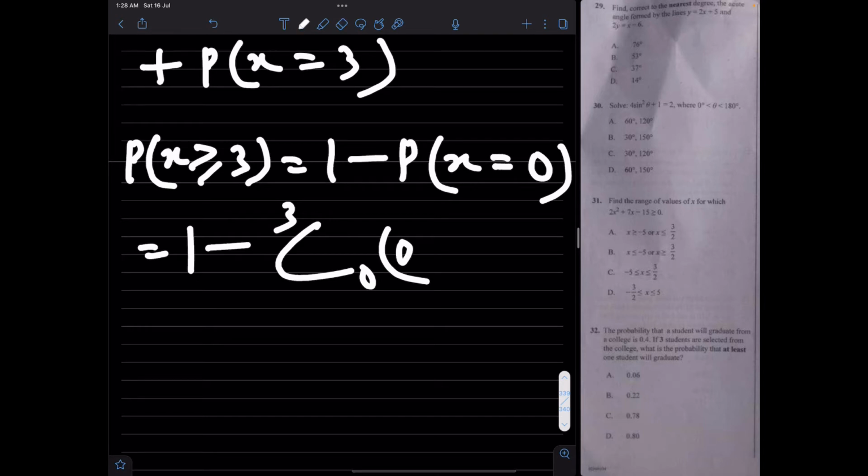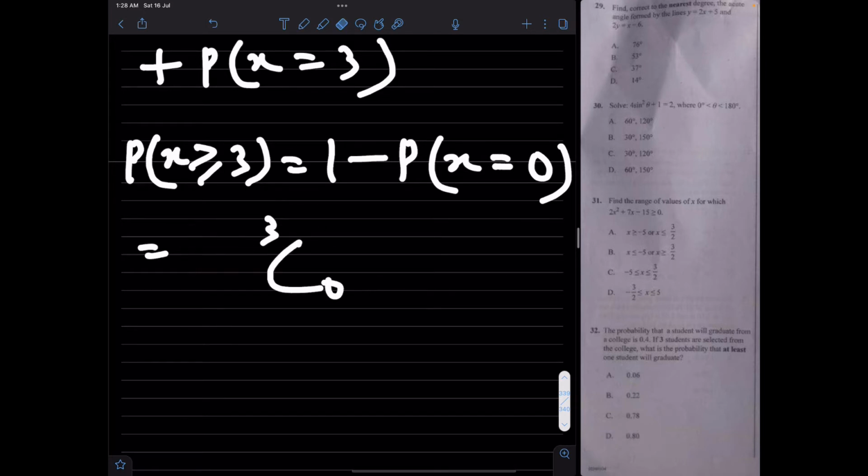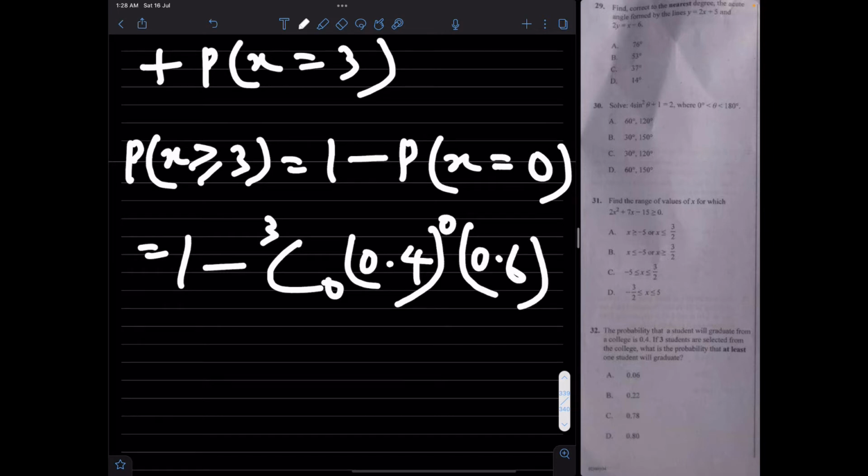times 0.4 raised to the power 0 times 0.6 raised to the power 3. Yeah, that's what it is. I want to make sure that that's clear. 1 minus 3 combination 0 times 0.4 raised to the power 0 times 0.6 raised to the power 3.